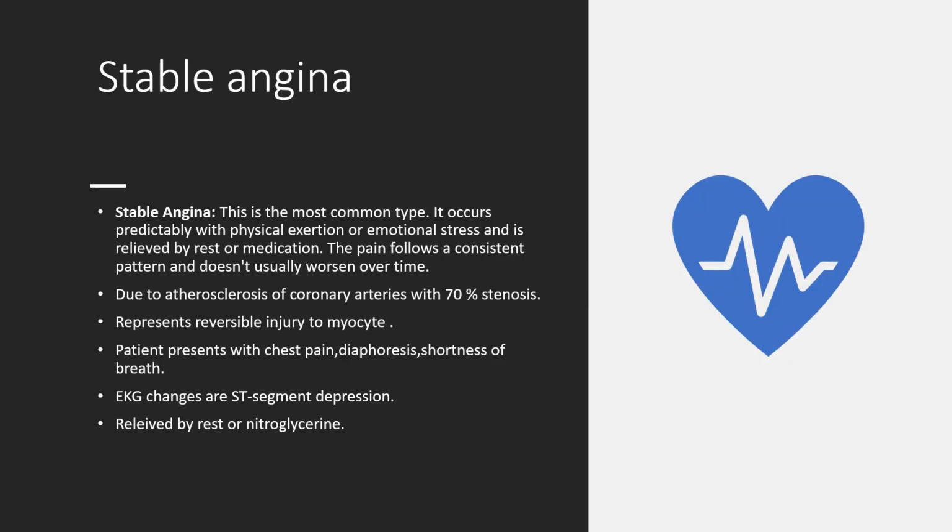Angina has three types: stable angina, unstable angina, and Prinzmetal angina. Now coming to stable angina, this is the most common. It occurs when a person is undergoing stress, emotional stress, or workload, like walking or running or doing some physical activity. The pain doesn't usually worsen over time. It is due to atherosclerosis of the coronary artery with 70% stenosis.